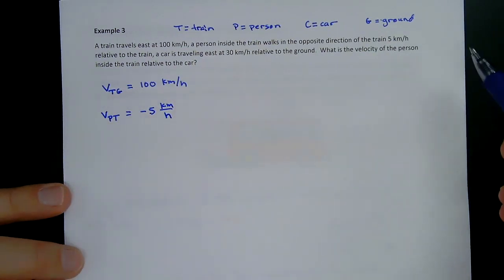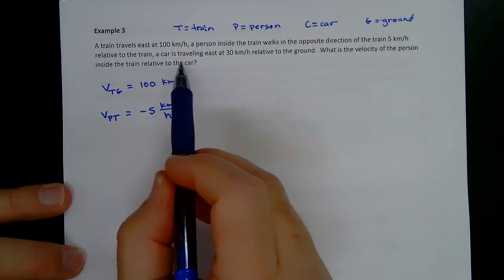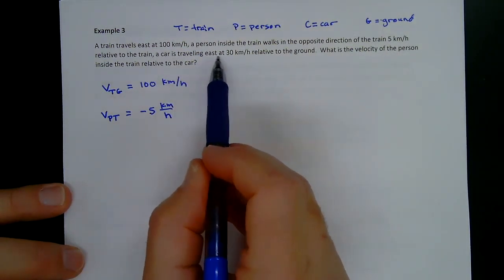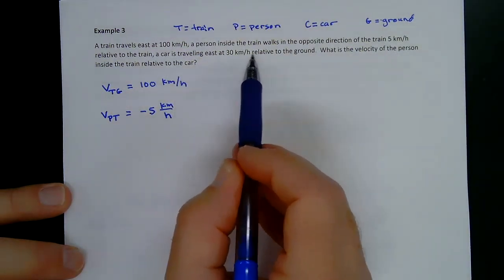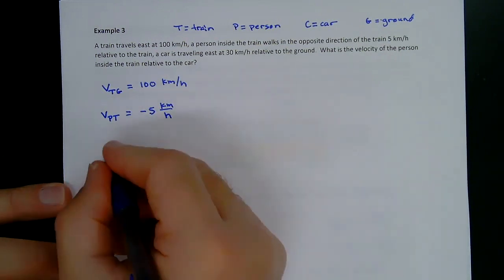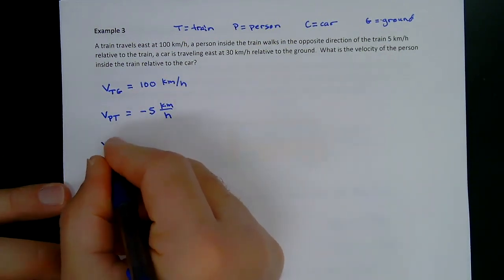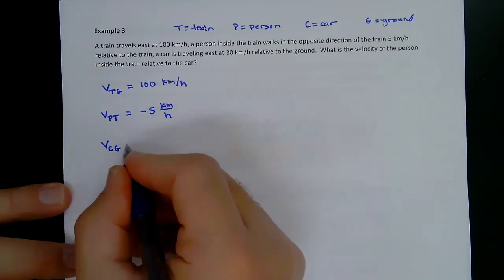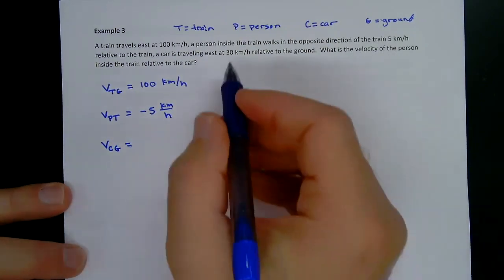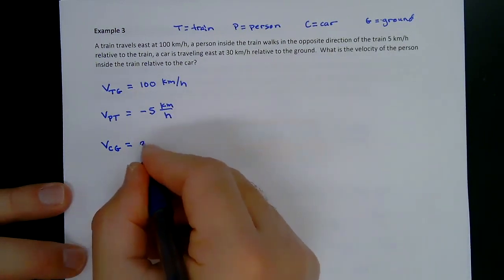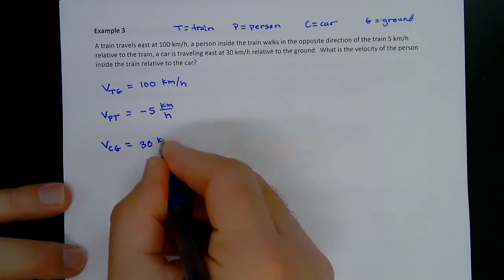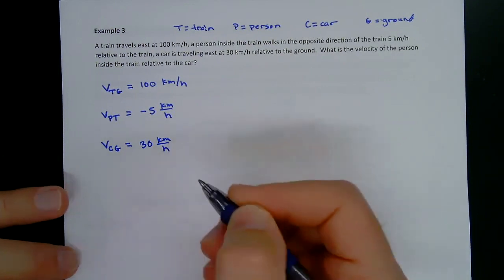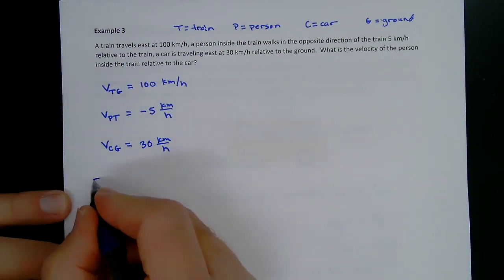All right. And then we know the car is traveling east. And since it's traveling east, we know that's going to be positive and it's relative to the ground. So that'd be the velocity of the car relative to the ground. And that's going to equal positive 30 kilometers per hour.